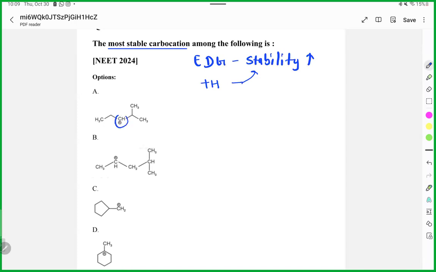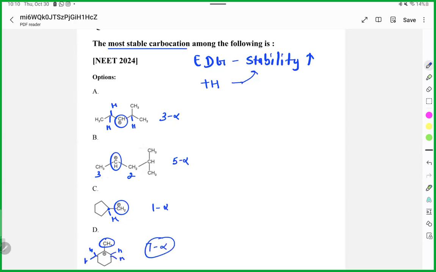Now see, if this is the carbocation, this carbon will have one hydrogen. This carbon will have how many hydrogens? Two. So how many alpha hydrogens will be here? Three. Here, these three, these two, five alpha hydrogens. Here, this carbon, only one alpha hydrogen. And last, three, two here, and two this side. Total 7 alpha hydrogens.